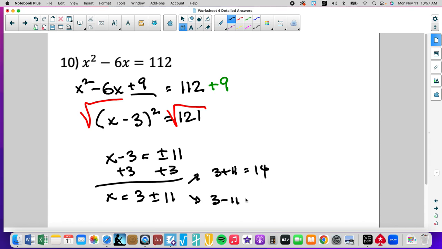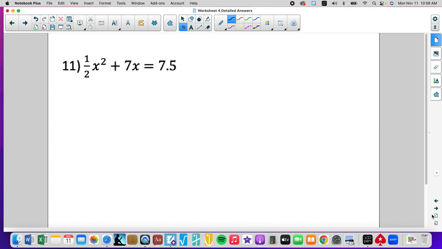That's going to give us 14. That's going to give us negative 8. Negative 8? Yeah. So our answer is negative 8, 14. Those are the two solutions.